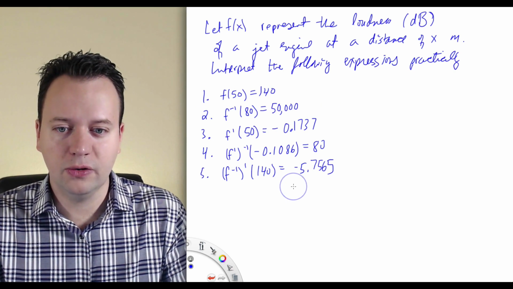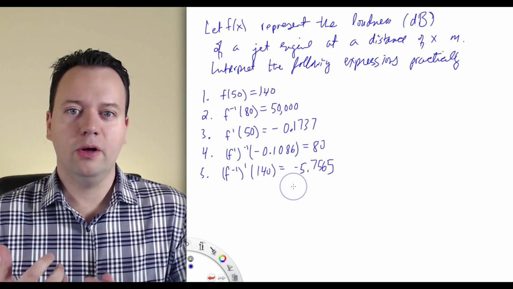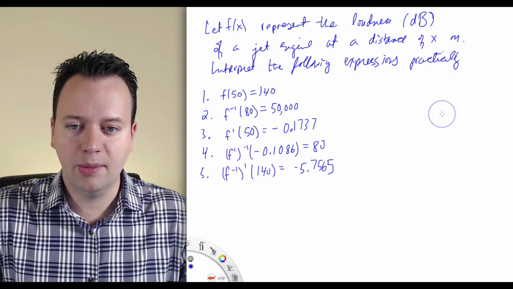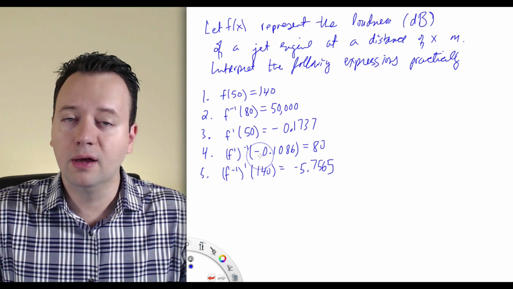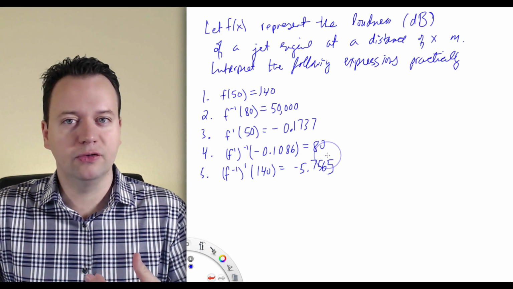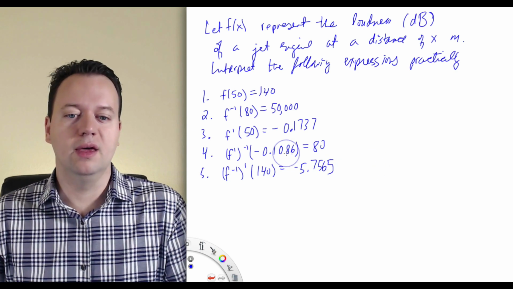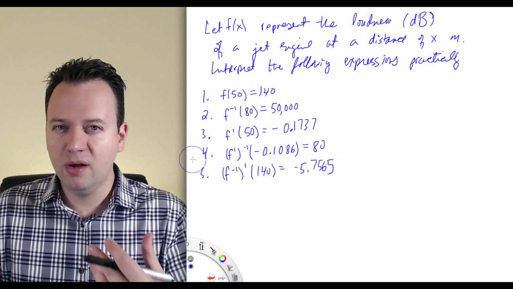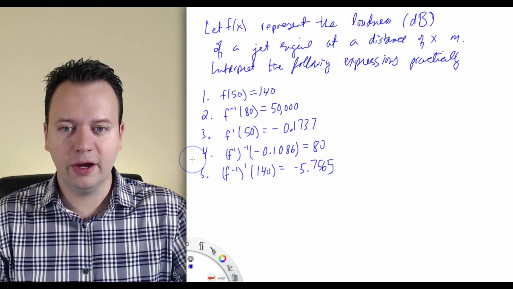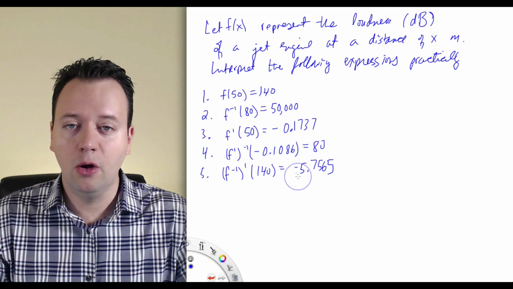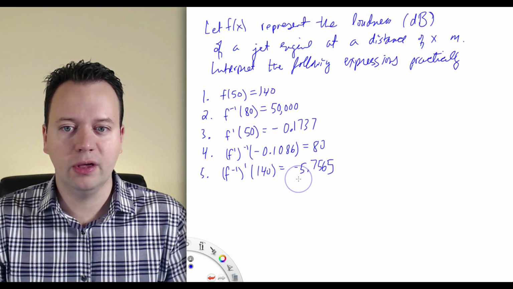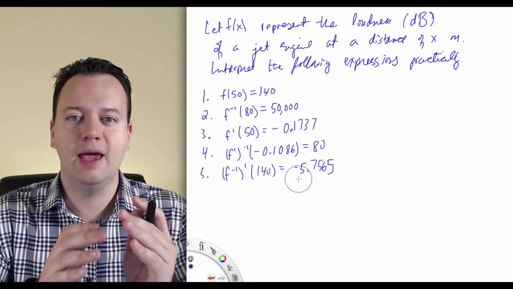So we have these statements. These might be equations that you see somewhere, and say, well, if f of x is the loudness of a jet engine at a distance x meters, what would it mean if somebody tells you that f prime inverse of negative 0.1086 is equal to 80? What does that mean practically? In other words, if you were to go on a TV show and explain this without using calculus, how would you explain it to somebody who had no math knowledge? So that's the key goal here, is to explain each of these expressions to somebody without using any mathematical notation or terminology.